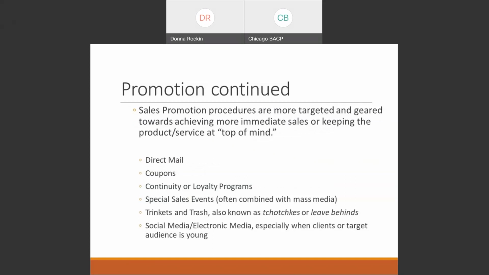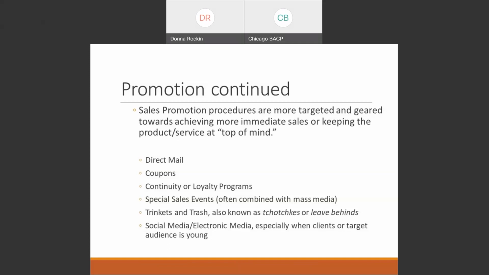Now, sales promotions are more targeted and geared towards achieving more immediate, top of mind sales. So think of direct mail. That's when you get catalogs from Lands' End. And it still must work because, I don't know about you, but whenever you order from Lands' End, you get a catalog in the package for something that you didn't order from them. So if I order men's shirts, they send me something for the house or for women.